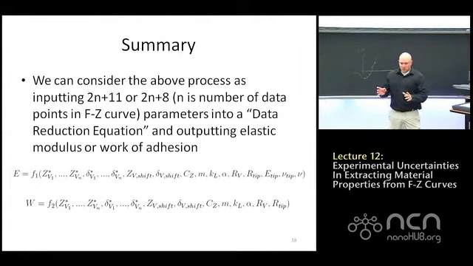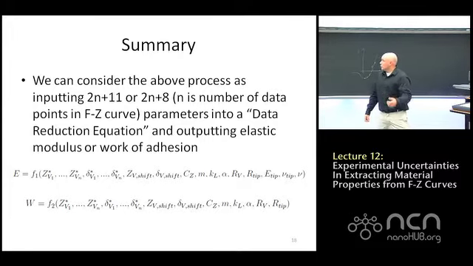So one way to think about this process is that we have a data reduction equation that goes from our collection of inputs, which for uncertainty propagation reasons it's good to have independent, to an output, which is elastic modulus or work of adhesion.